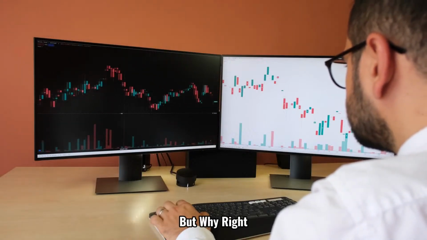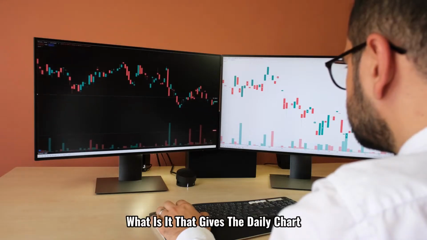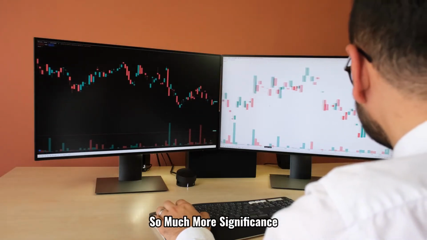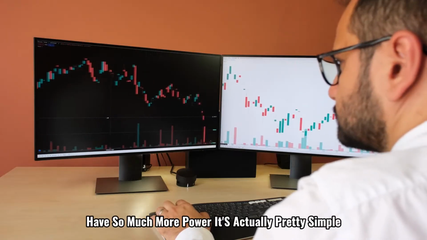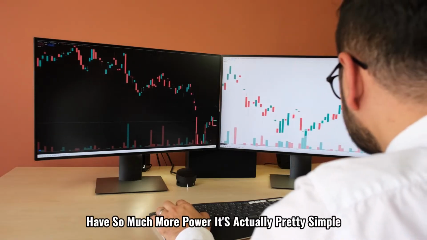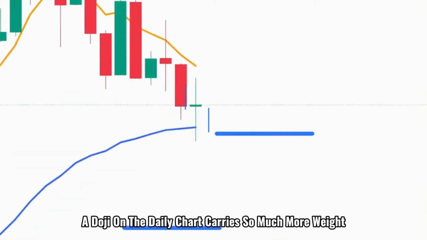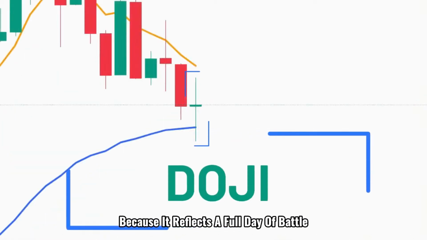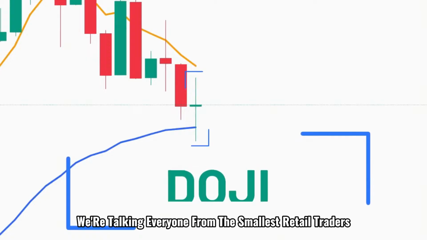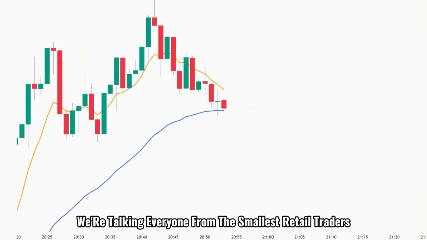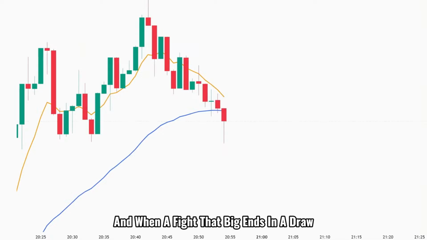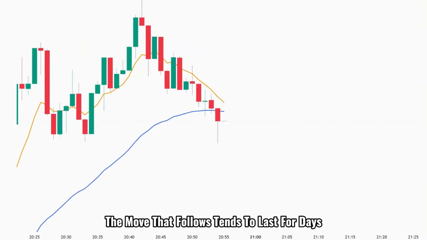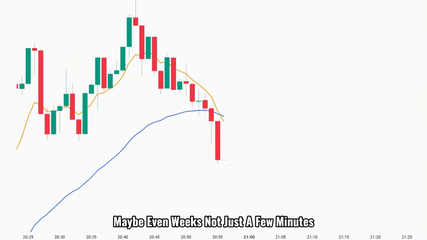But why, right? What is it that gives the daily chart so much more significance? Let's really break down why these signals have so much more power. It's actually pretty simple. A doji on the daily chart carries so much more weight because it reflects a full day of battle. We're talking everyone from the smallest retail traders to the biggest institutions fighting it out. And when a fight that big ends in a draw, the move that follows tends to last for days, maybe even weeks, not just a few minutes.